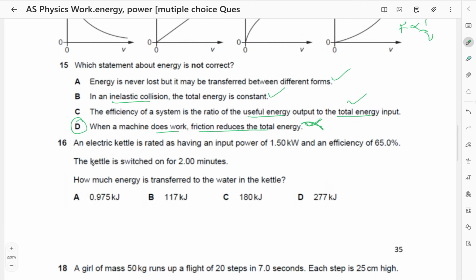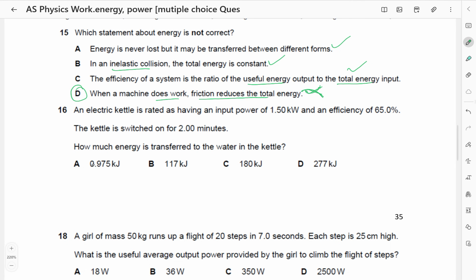An electric kettle is rated as having an input of 1.5 kilowatts and an efficiency of 65%. The kettle is switched on for 2 minutes. How much energy is transferred to the water in the kettle? So we just use efficiency. Efficiency is equal to useful power output over power input. Remember, power is energy over time, so this is going to be energy over t divided by the power input, which is 1.5 times 10 power 3. And I don't need to multiply by 100, I'll just change it from percentage.